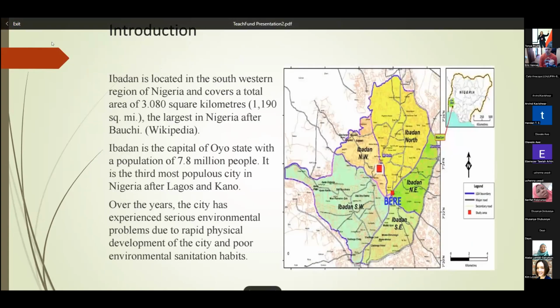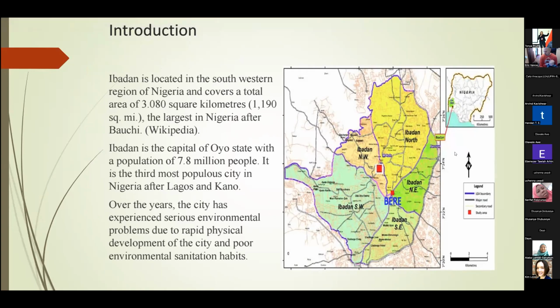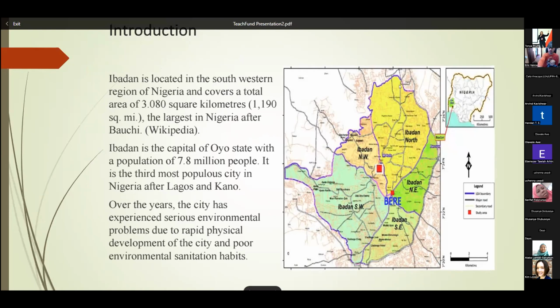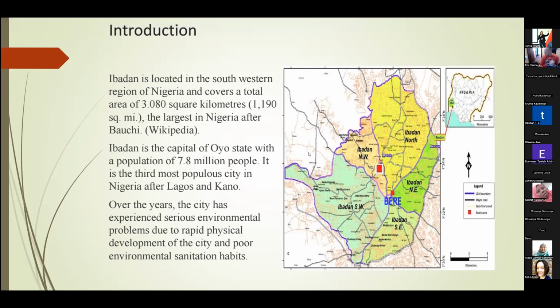So this is the map of Ibadan Metropolis, Ibadan City. And Ibadan is located in the southwestern region of the nation, and it covers a total of 3,080 square kilometers. It has the largest landmark after Bauchi. And Ibadan is also the capital of Oyo State, and it has a population of 7.8 million people. It is about the third most populous city in Nigeria, aside Lagos and Kano.